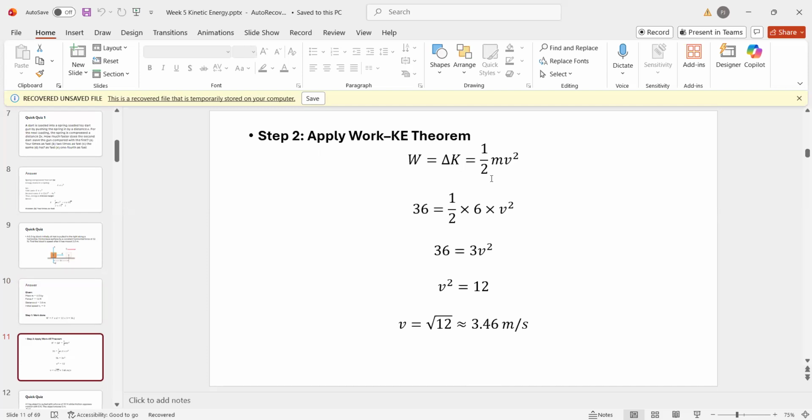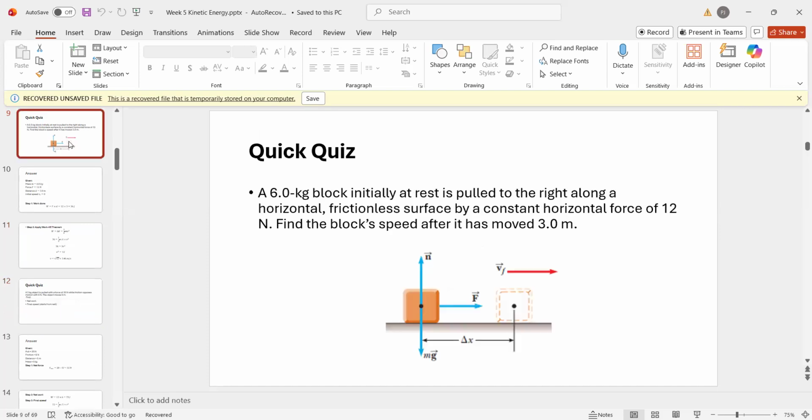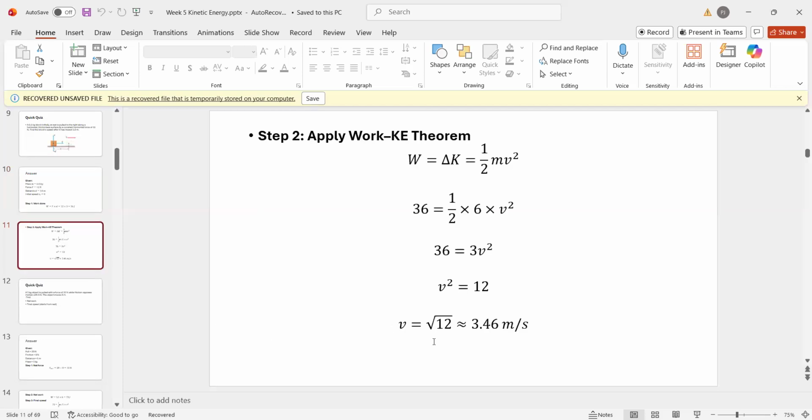Work done is equal to the change in kinetic energy, which is half m v squared. So you found the work done to be 36. So half the mass given is 6 and you have the v squared. So from here, you have to make your v the subject. v squared is 36 divided by 3, which will give you 12. So the square root of 12 will give you what? 3.46 meters per second. This is your velocity, because that's what the question asks to find, the speed. So when they ask you the speed, then v is the speed that you are finding.